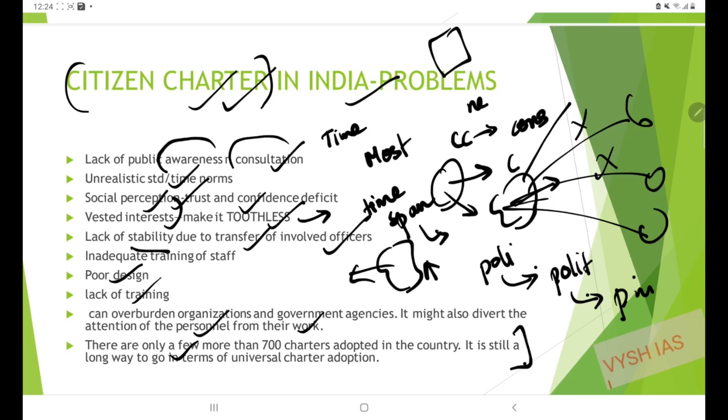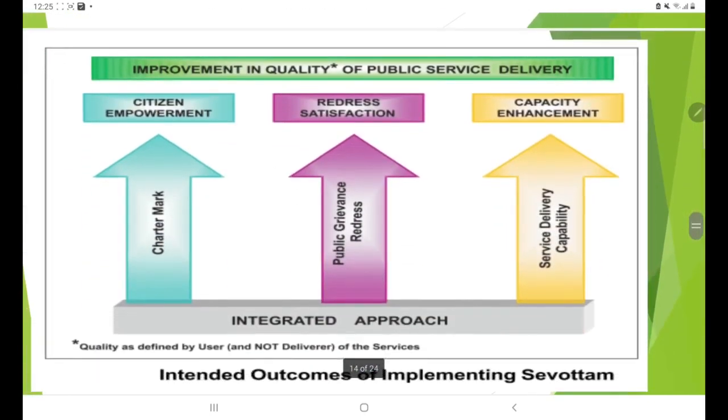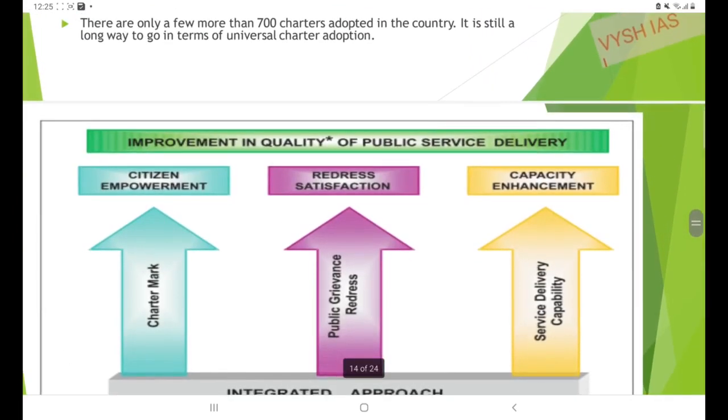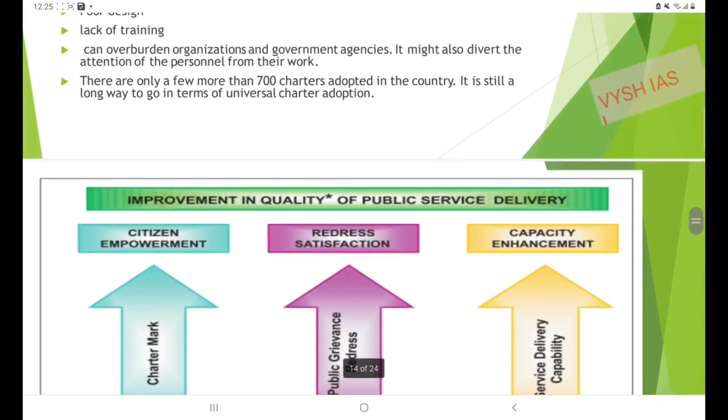Then next, this is a data point which you can use, there are only a few more than 700 charters adopted in the country so far. So despite having many organizations in India, we only have charters for some 700 organizations. So it is only in a nascent stage. Then next is the Sevottam model, which is required for reforming the citizen charter.